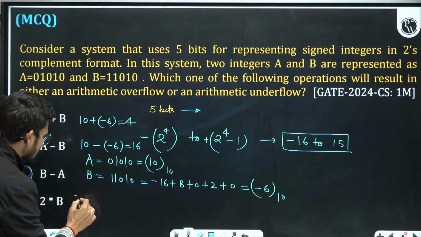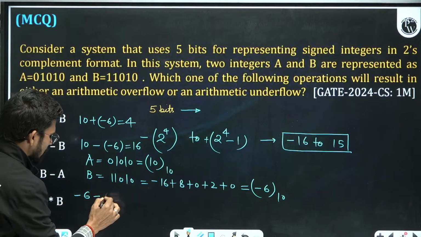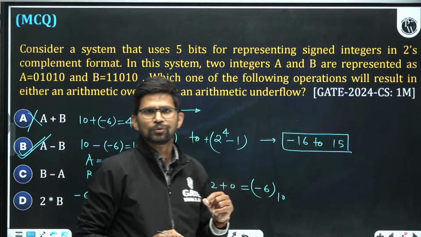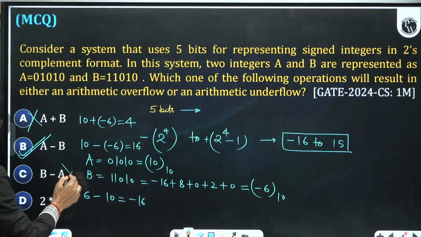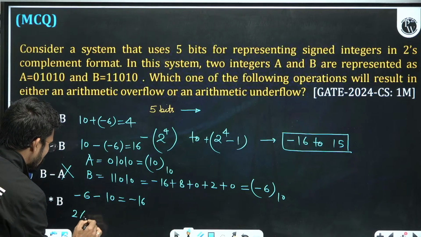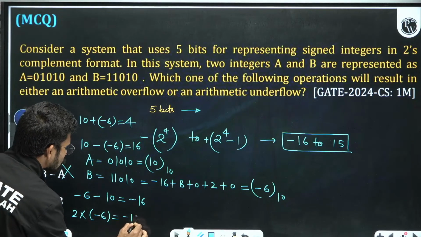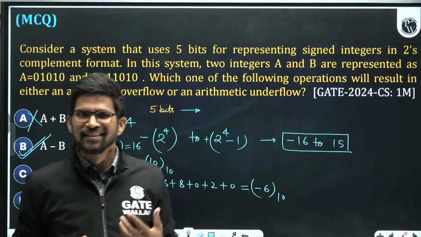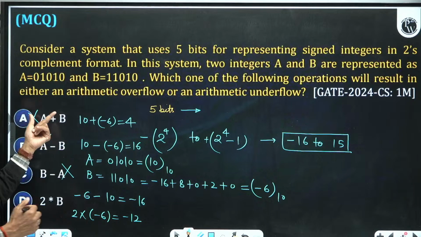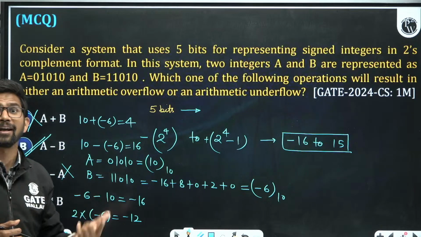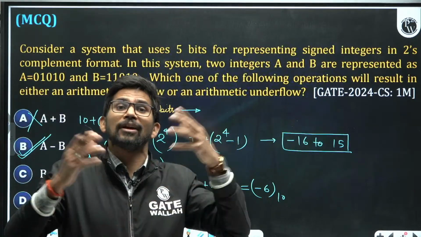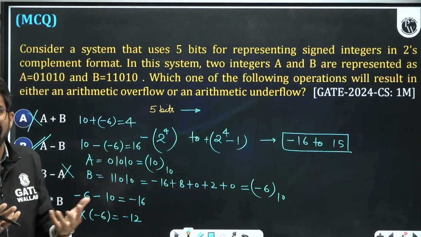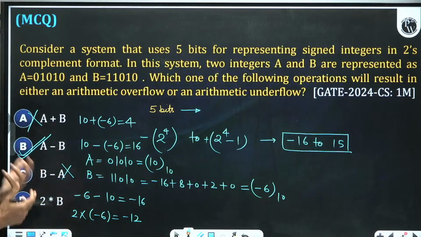B minus A, B is minus 6, minus A is minus 10, so minus 16. Minus 16 we can represent. So overflow will not occur. 2 into B, 2 into B is minus 6 times 2, this is minus 12. So in decimal you can operate very easily. You don't need to find A plus B and A minus B and B minus A in 2's complement representation and then find out whether overflow is occurring or not. That will be a lengthier method. That is also a method, but that is a lengthier method.